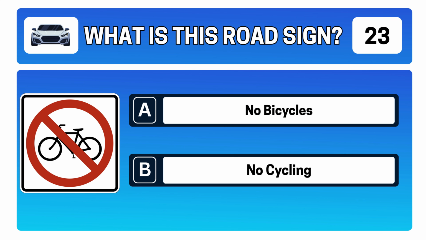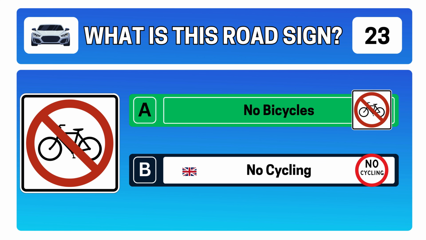What is this road sign? A. No bicycles. B. No cycling. Excellent. It is the no bicycles sign.